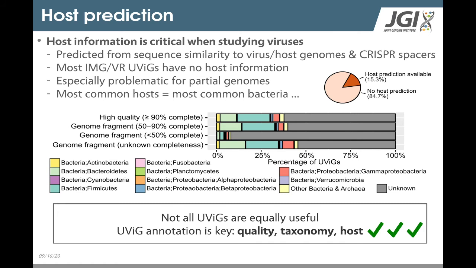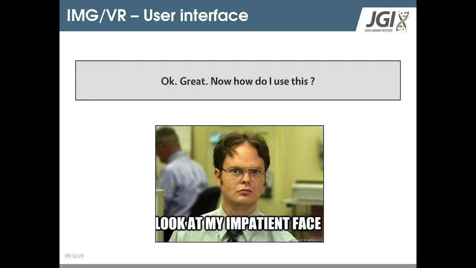Okay, so not all UVIGs are equally useful. How do you know if a UVIG is useful for you? Well, quality, taxonomy, host prediction are the three big features you need to know to sort through this massive database. And now we provide all three. So next step is, how do we present this to the user?